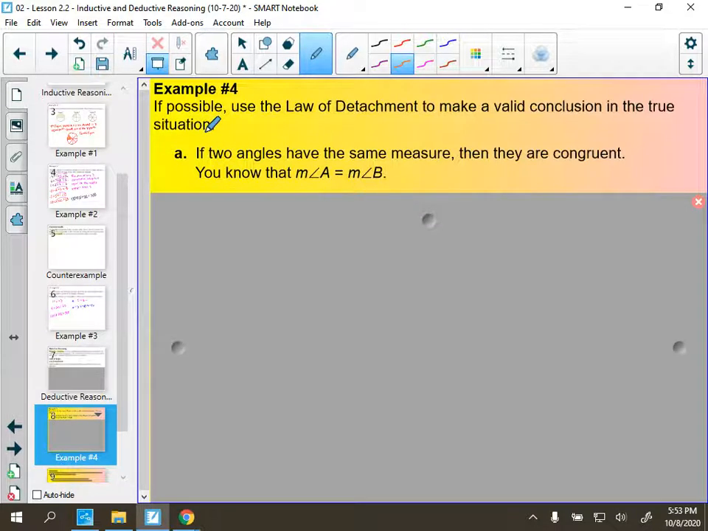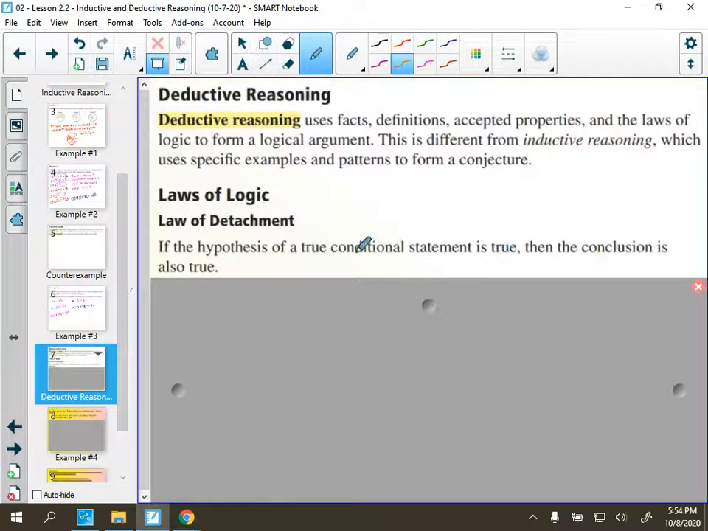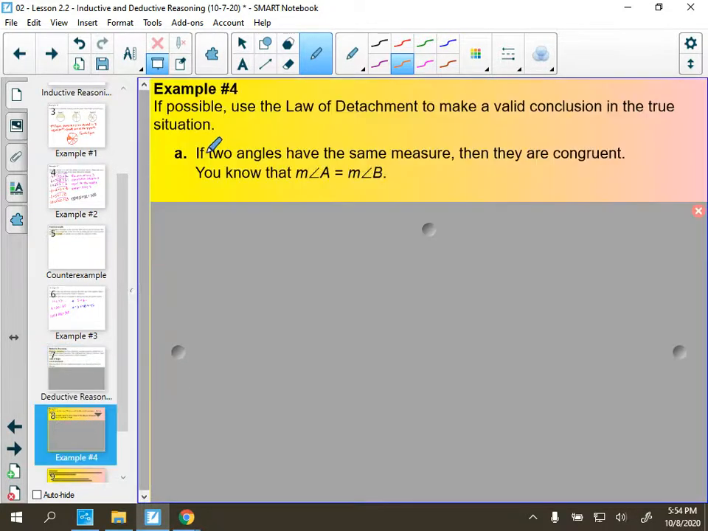So the directions ask us to say, if possible, and that throws people sometimes, use the law of detachment to make a valid conclusion in the true situation. If not, we'll just say no conclusion, okay? So here we go. Notice we get an if-then statement, because that's what it said we had to have. We need a true conditional statement. Let's assume that all these conditional statements are true.